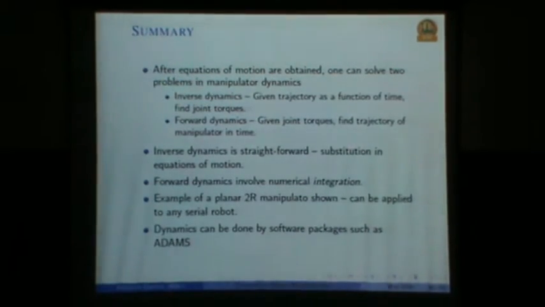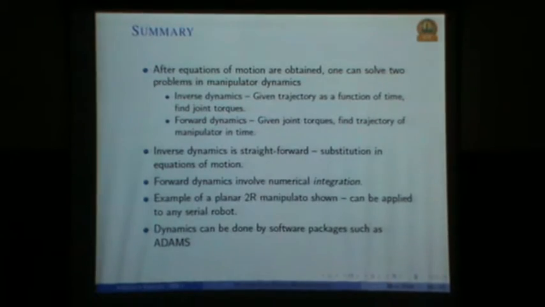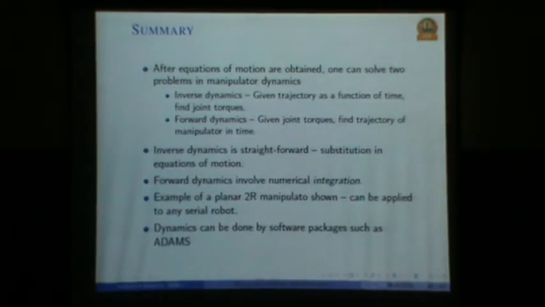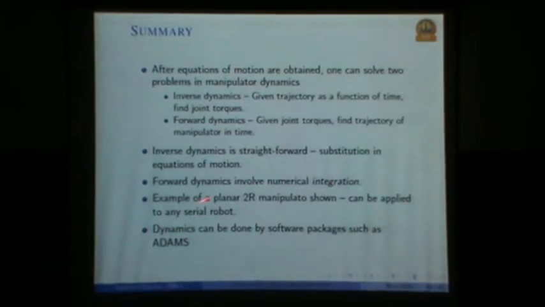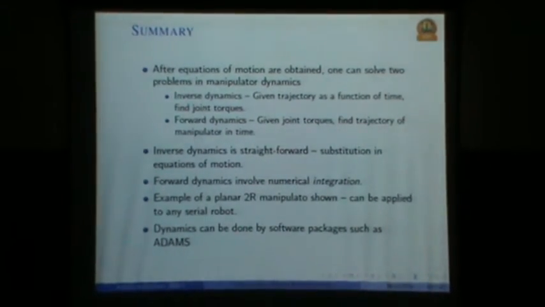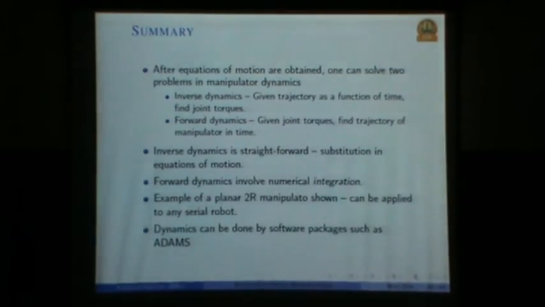If you have any serial robot, you can obtain the equations of motion using the Lagrangian formulation. You can solve inverse dynamics, and you can solve forward dynamics. Inverse dynamics is very, very straightforward; you just substitute. Whereas forward dynamics involves numerical simulations, and this is what I want to discuss a little bit. Not everybody writes equations of motion and solves them using MATLAB. It is not required anymore.